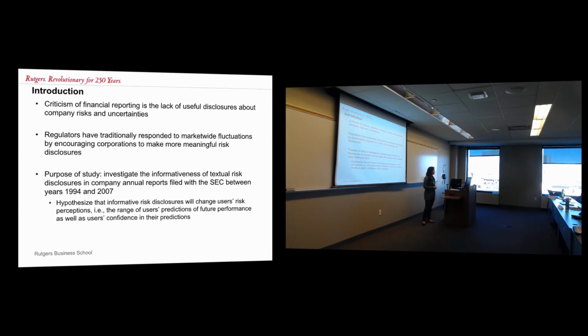More specifically, they hypothesized that informative risk disclosures are going to change the risk perceptions of users, investors, or other interested stakeholders. We're going to see that they argue there can be 3 different arguments: the null argument, the convergence argument, and the divergence argument.